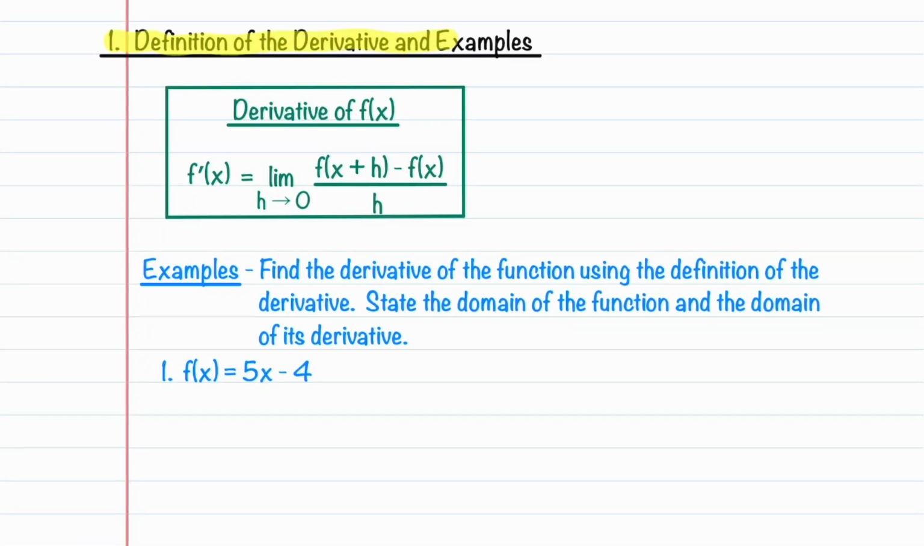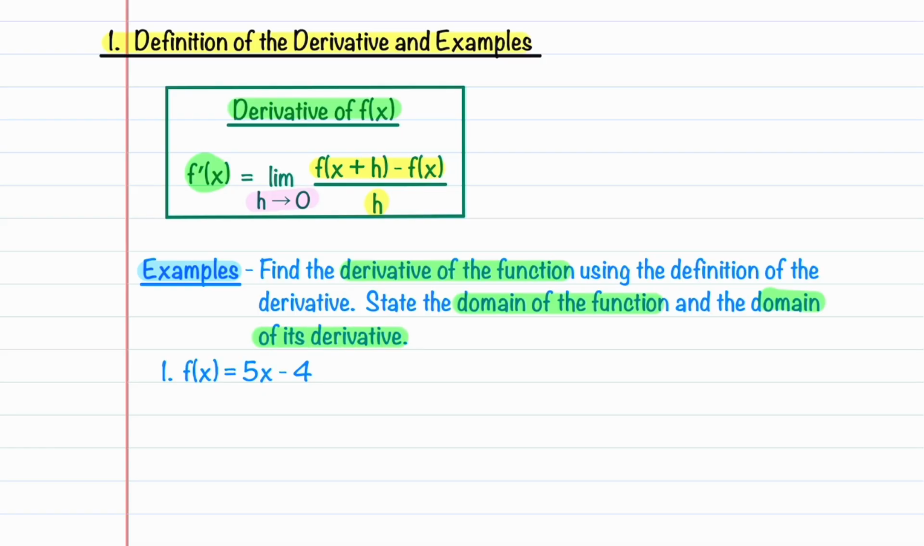Let's look at the definition of the derivative and walk through some example problems. The derivative of a function f of x is notated by f prime of x, and it's the limit of f of x plus h minus f of x, all divided by h, as h approaches 0. Let's now walk through some examples where we're going to find the derivative of the given function using the definition of the derivative. We're also going to state the domain of the function and then the domain of its derivative.